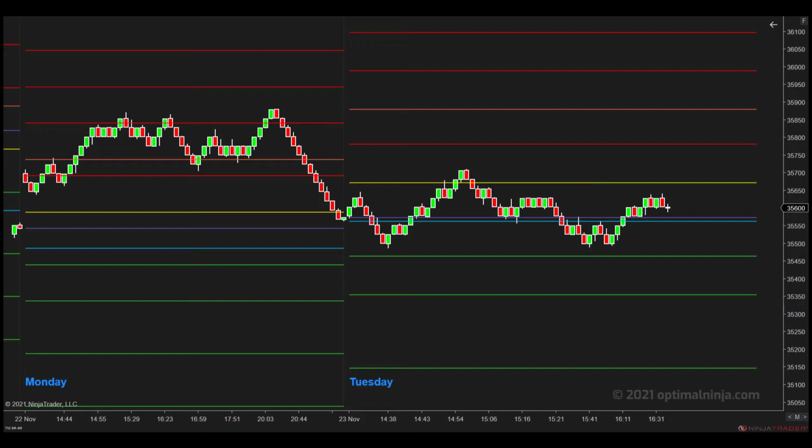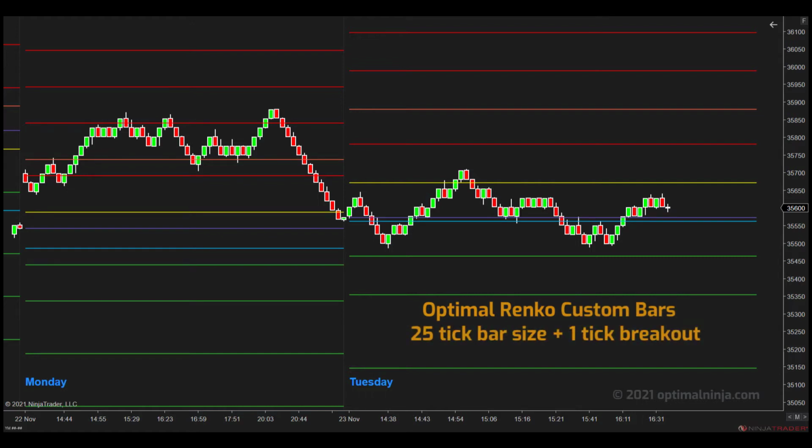The session hours is US equities RTH and the time zone at the bottom is UTC. For those of you in the US, that's Eastern time plus 5 hours, so this is 8:30 in the morning Eastern time. For the purposes of this presentation, we're using Optimal Renko custom bars. These are set to a fixed setting of 25 ticks, but with a 1-tick breakout requirement. And most importantly, all our bar types use real opens, not synthetic opens. This means that they work correctly with order flow tools and give you greater confidence in backtesting.